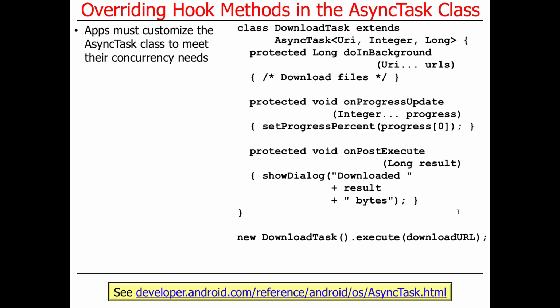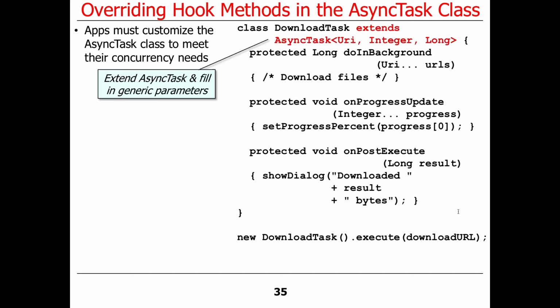So here's a very simple example that illustrates how this might work. This is a download task example. If you take a look at the documentation for async tasks, they show you this code or code like this. Here we're going to have an async task that's parameterized by a URI, just like a URL, which is the params type. Integer type is the type that's used to indicate the progress, and the long type is the result.